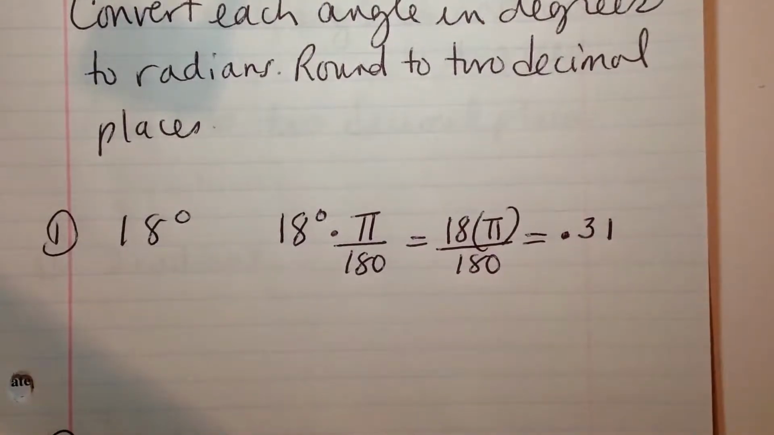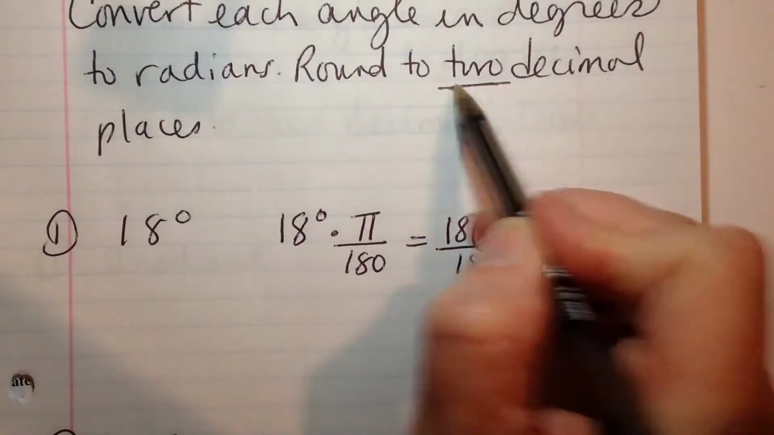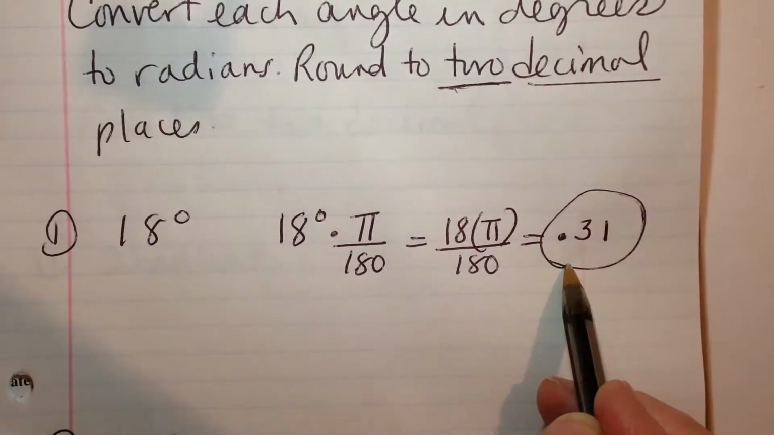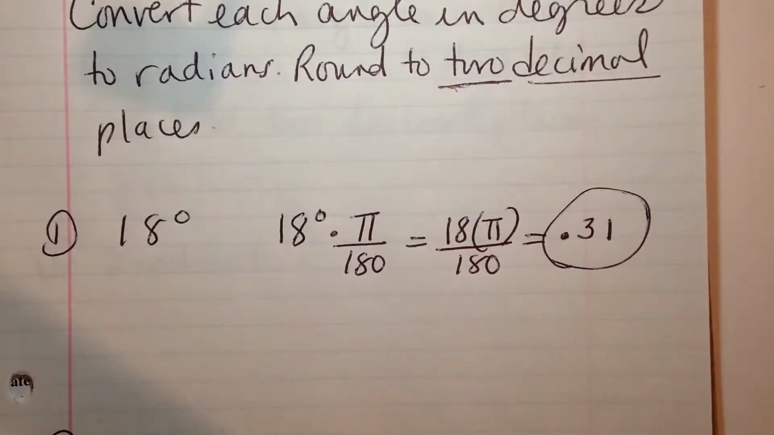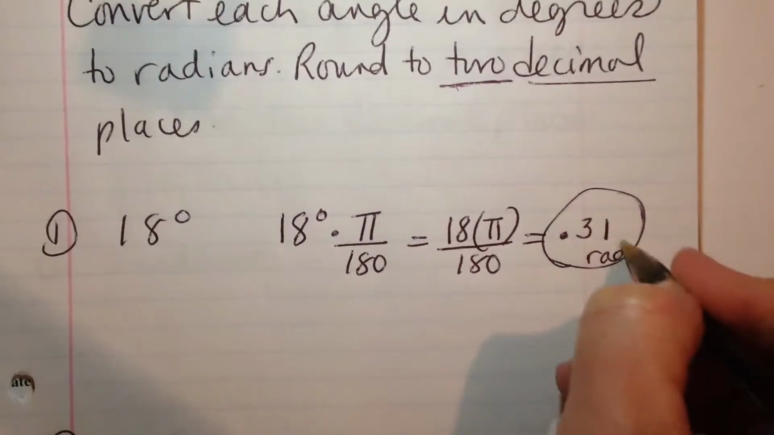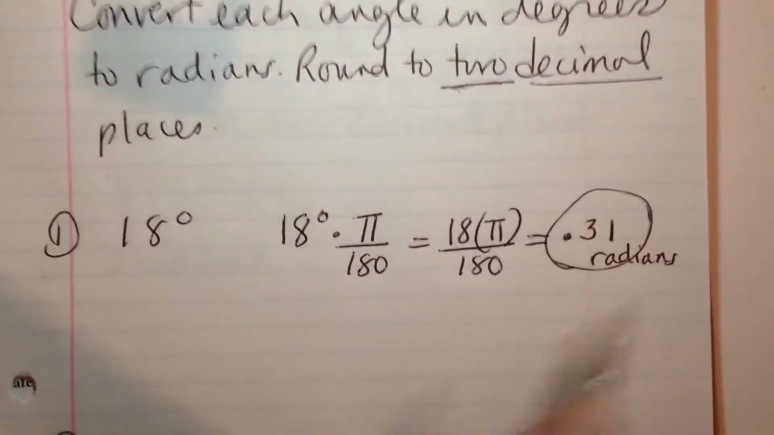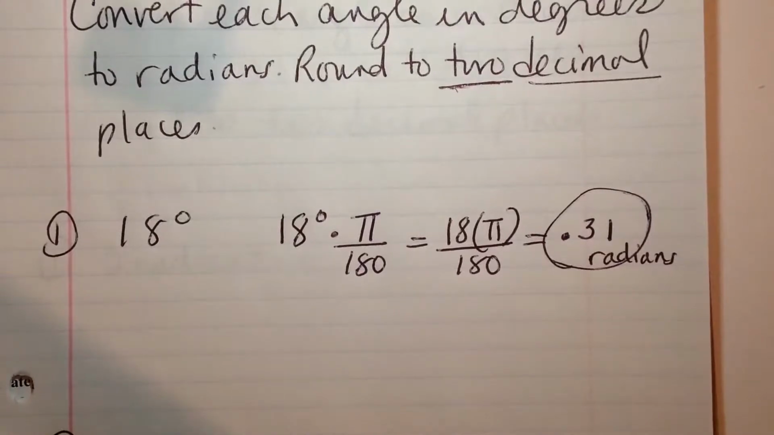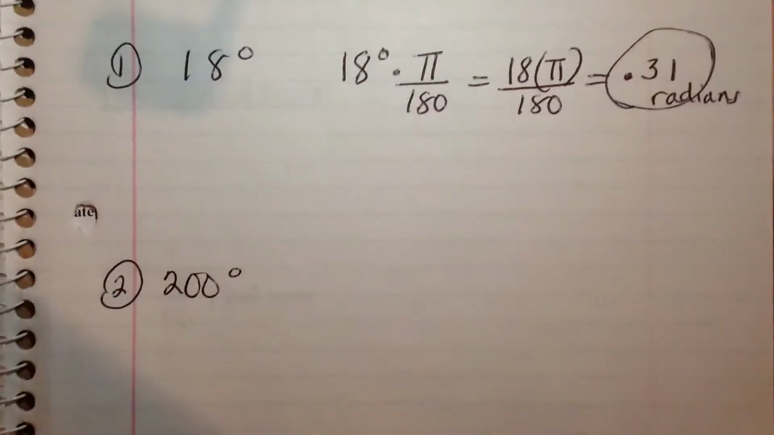0.314159, and so forth on. But when you round it to 2 decimal places, your answer should be 0.31, and that is in radians. Okay, that is in radians, because you were going from degrees to radians. All right, let's look at the next example, 200.